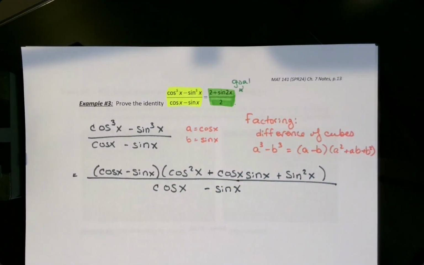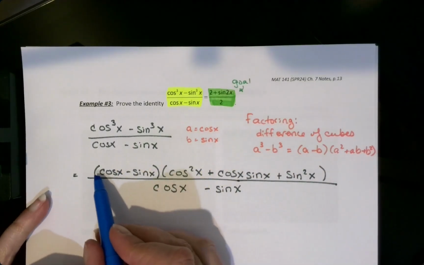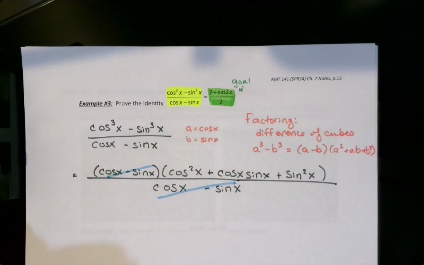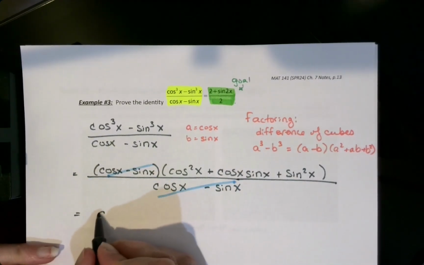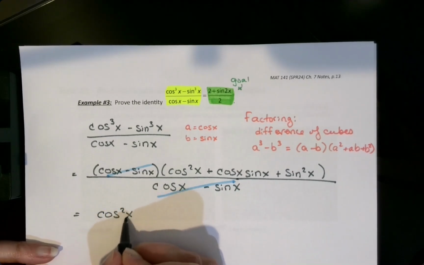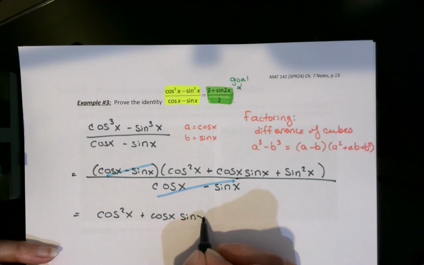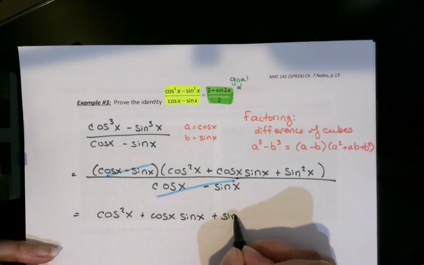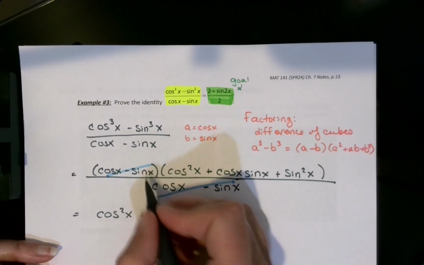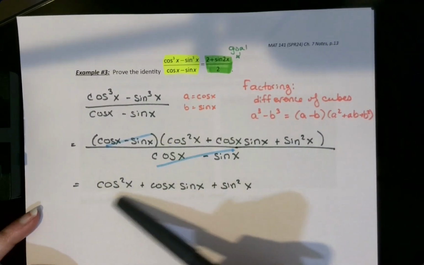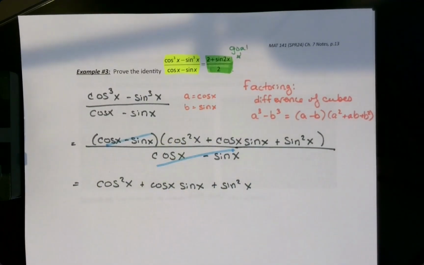Now that we've factored, we can take a look at what we've got, and we can see that the binomial cosine x minus sine x is going to reduce with the denominator. That's the same there. So this simplifies as cosine squared x plus cosine x sine x plus sine squared x over 1. So we just have that trinomial portion of our factoring here.